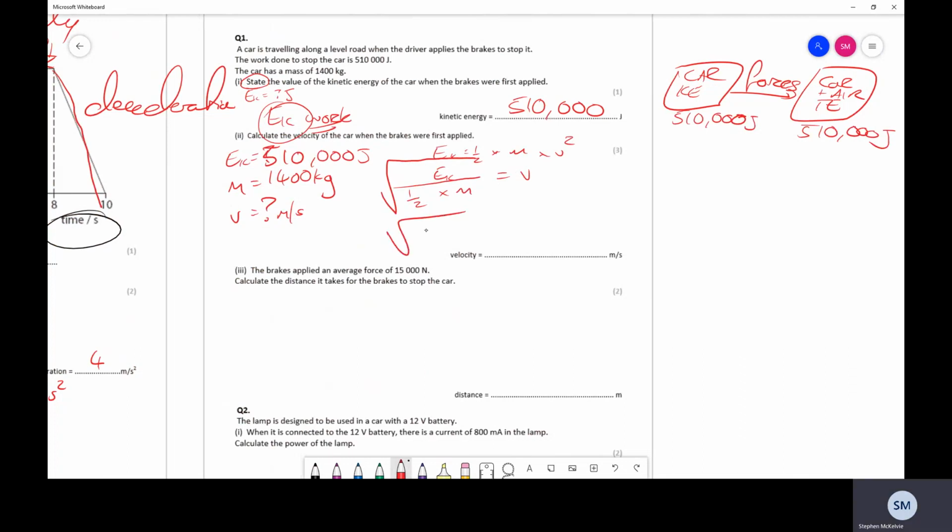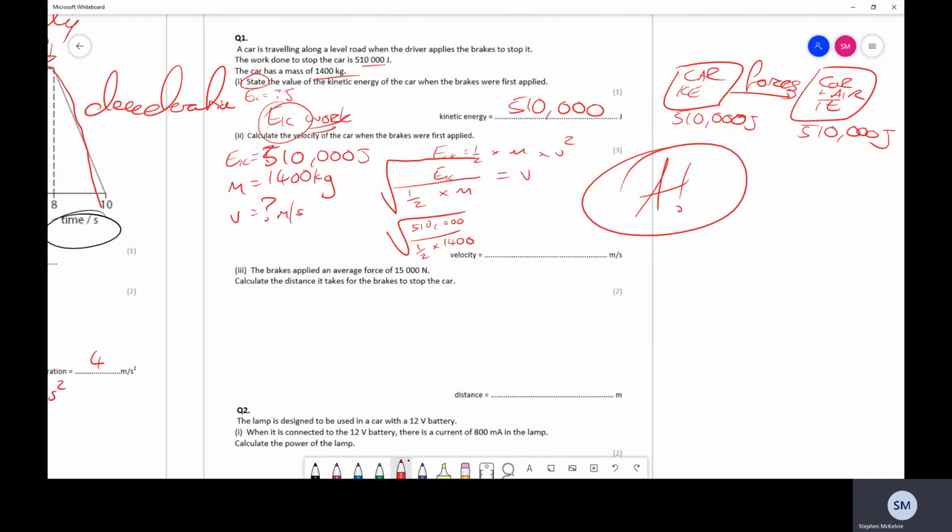So I'm going to put my number in now. 510,000 joules. If you want to see a video on how to rearrange, there's one up on my YouTube channel, and it just takes you through the whole process so you're no longer scared of it. 1.5 times 1,400. Let me check my numbers. There's nothing extra going on there.